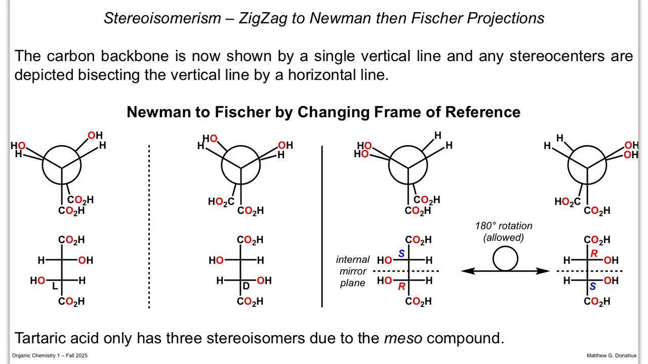And then this is the Newman, and then I've done the rotation this way. So the take-home message is, from the zigzag, the OH groups are on the same side, and then into the Fischer, they're on opposite sides.